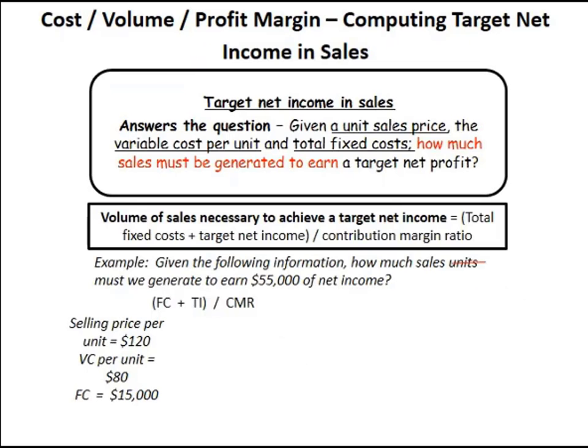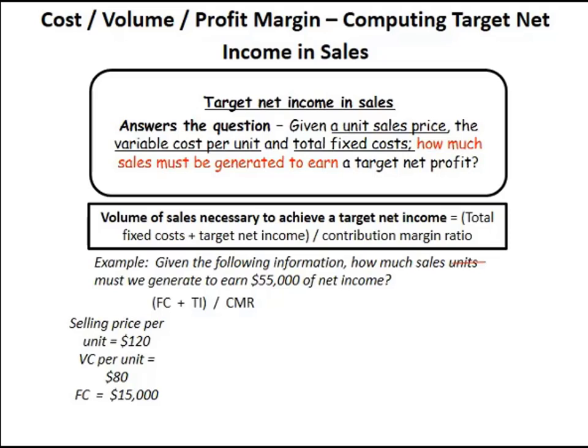Okay, let's go on to the next slide, and this next slide is on computing target net income, but in this case it's not computing target net income on units, it's computing target net income in sales, and that means sales dollars. Now before I read through this definition, please note there are some words that I've written in red. After fixed cost, if you would replace that line with the words written in red, it'll be a much better, more precise definition. So please don't forget to cross the line out after total fixed costs and insert those words in red.